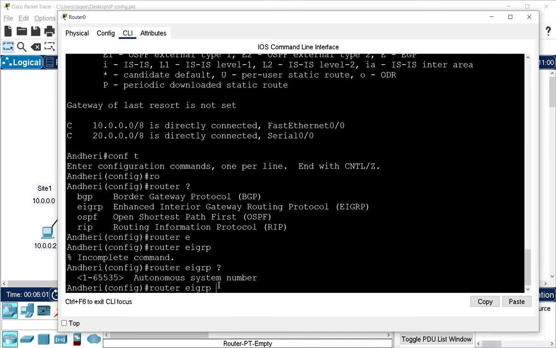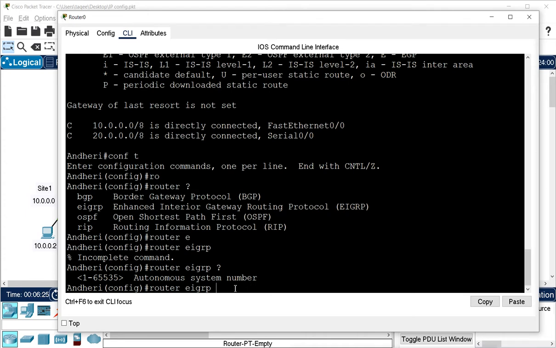Remember, EIGRP is an IGP, interior gateway protocol. It works within the autonomous system. If you want to connect two different autonomous systems, then we need to configure BGP, the border gateway protocol, which works outside of the autonomous system number. Right now I will use the same number for all the routers.